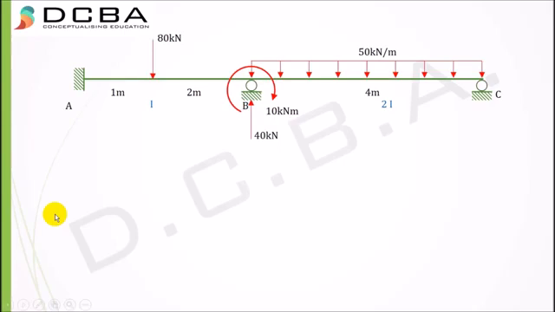Hello friends, welcome to DCBA, and in this lecture we are going to solve an indeterminate or continuous beam problem using the stiffness matrix method. As you can see here, this is a beam with different moment of inertia, that is for span AB it is I, and for span BC it is 2I, with 2 point loads, one concentrated moment and one UDL. So let's get started.